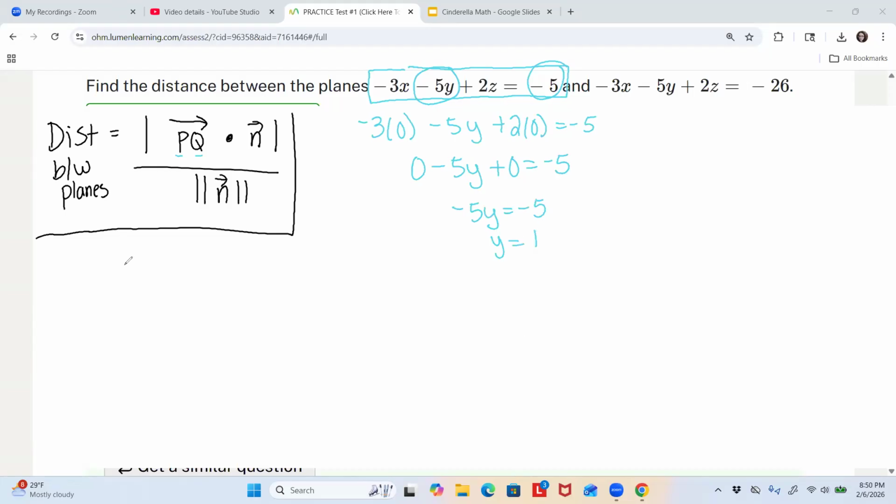So we just found a point P on that first plane. We plugged in 0 for x, we got 1 for y, and we plugged in 0 for z. So that point is on that plane there.